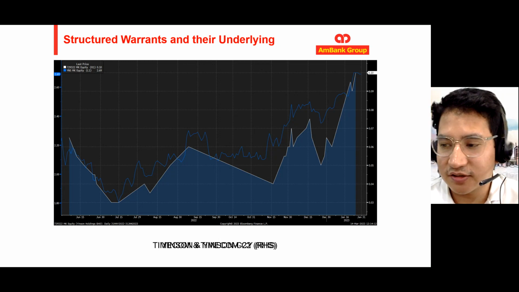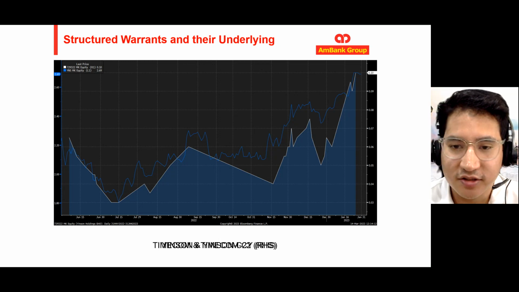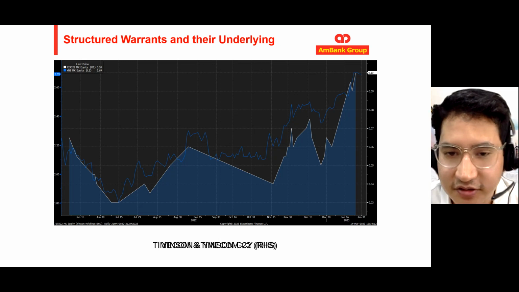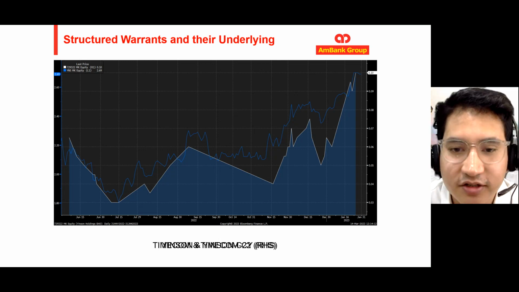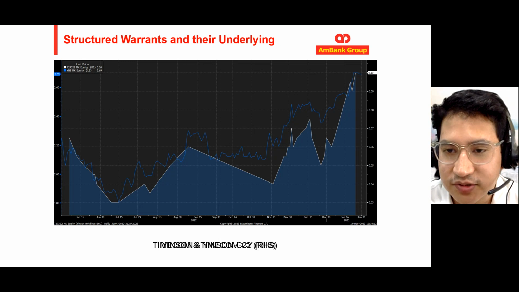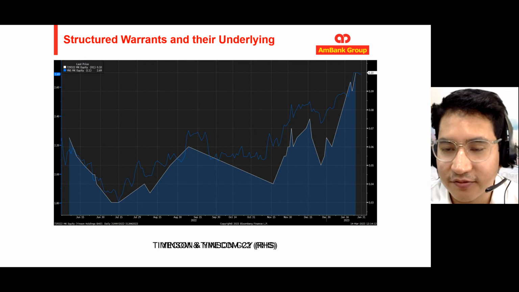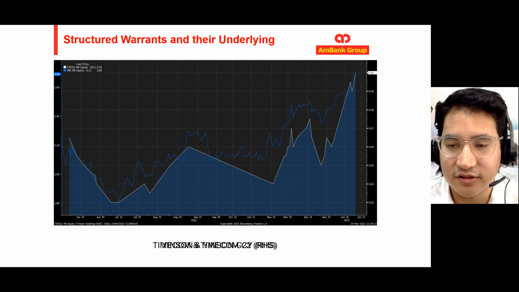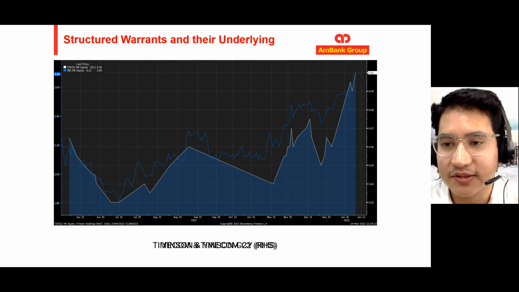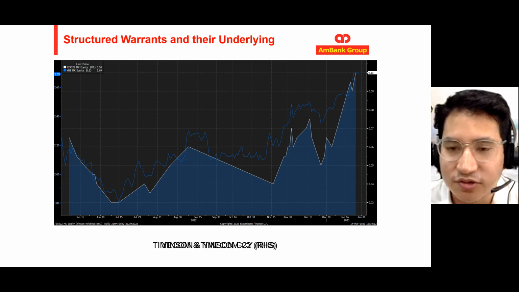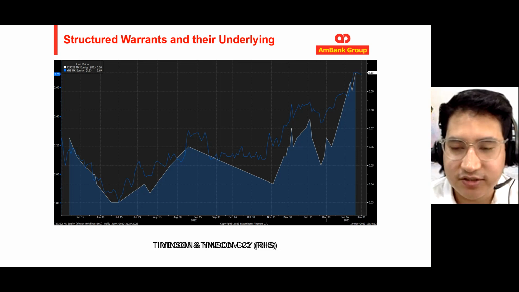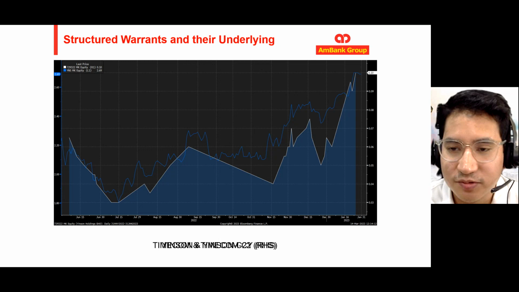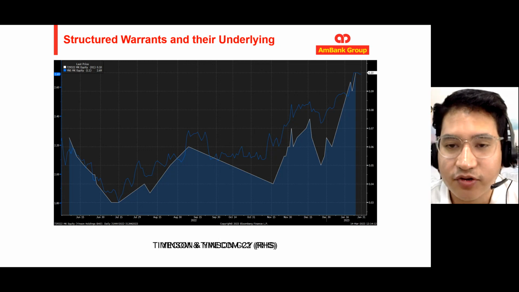Another example I can show you here is Timecom. Timecom recently shot up in the last 6 months. This is a 1 year graph, I imagine. Yes, so recently it has shot up. Same thing again: the white line with the blue shading is the structured warrant's price, and the blue line is the underlying price. So it goes up in tandem. So you're quite safe in knowing that the structured warrants will follow the price of the underlying. This is in terms of call warrants.